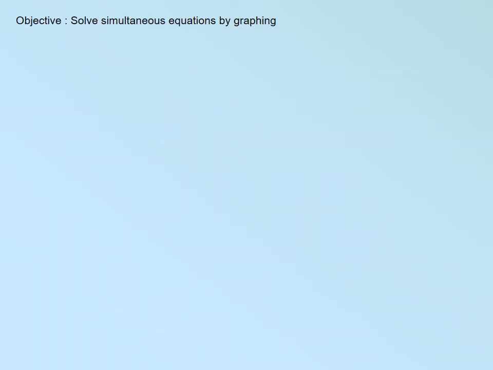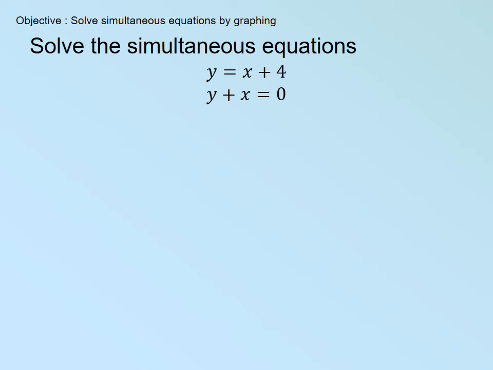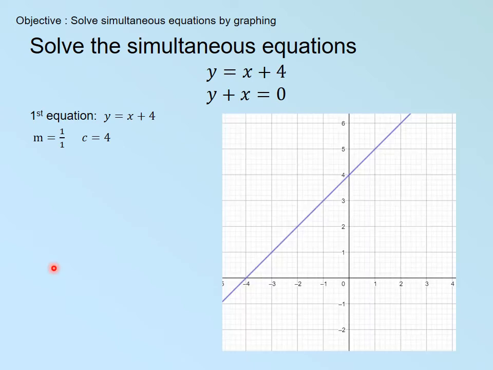One more example. Solve the simultaneous equations y equals x plus 4, y plus x equals 0. First equation, y equals x plus 4. I have to make sure that the equation is given in slope-intercept form. Yes, it is. y equals mx plus c. Pick out m, the coefficient of x, which is the slope. It is 1. This means it is 1 over 1, rise over run. The y-intercept is the constant number. It is 4. Plot 4, the y-intercept, then the slope, rise 1, run 1, plot the other point and join them to get the line of the equation y equals x plus 4.